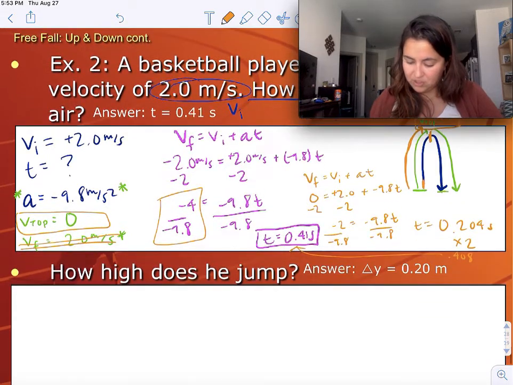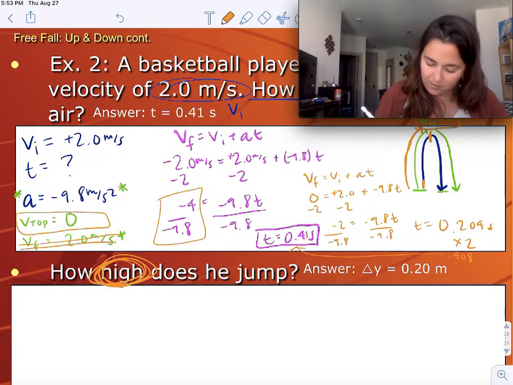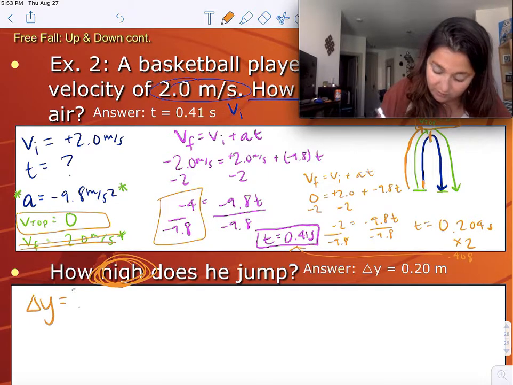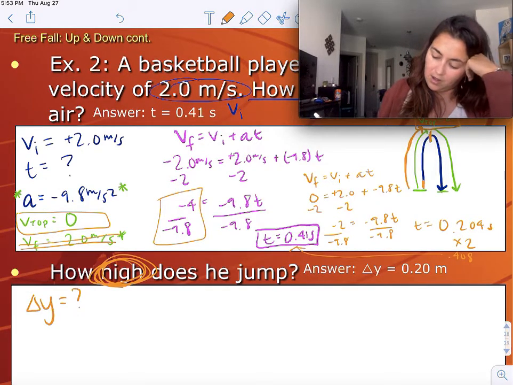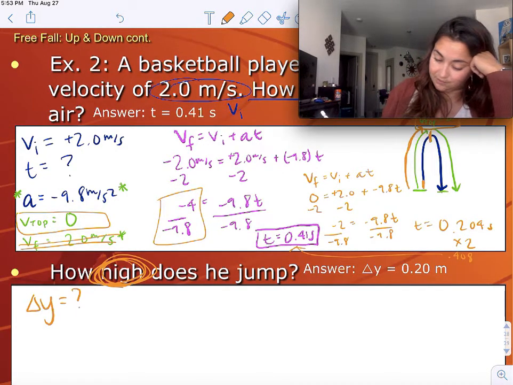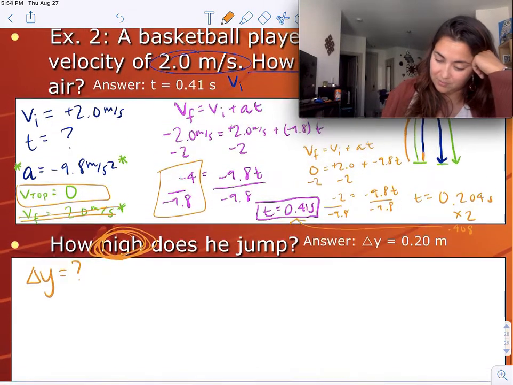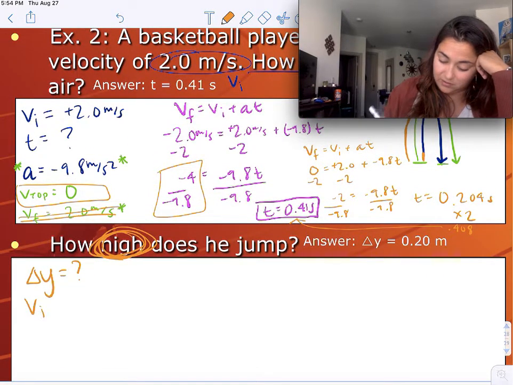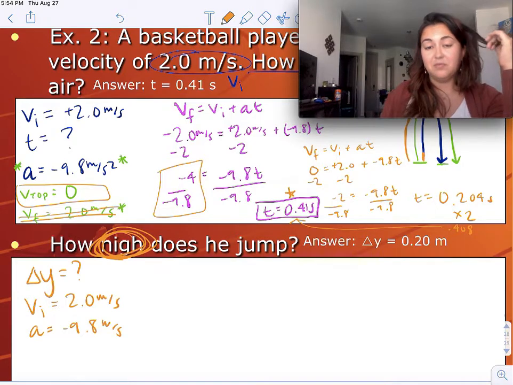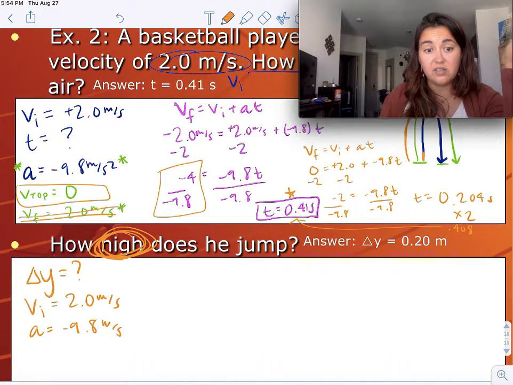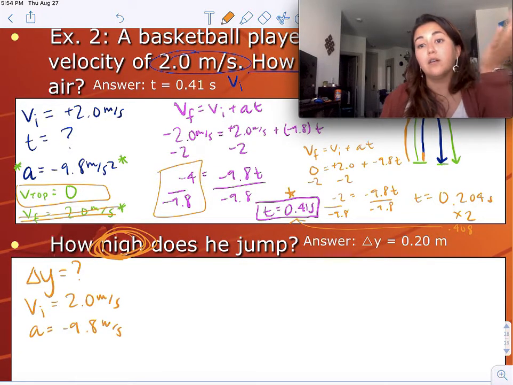Ooh, last question. How high does he jump? We are looking for delta y. You could also call it delta x, but we're being specific to direction. This is up and down now. How high does he jump? So we're still talking about the same problem, so there's quite a few things I can still assume, like the initial velocity of the object is 2, gravity is still accelerating the object at the same rate. I know how long it takes to get to the top, so I could use that number if I was correct. But again, I calculated it, so I kind of want to not use time if I can help it.